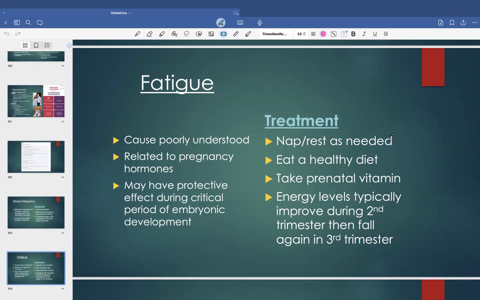Breast tenderness, we talked about this earlier. This is related to the effects of pregnancy hormones and increased blood flow. Treatment, you want to wear a well-fitted supportive bra. You may need resizing during pregnancy as the breasts grow, and again for lactation.